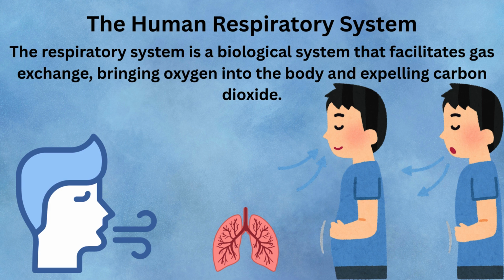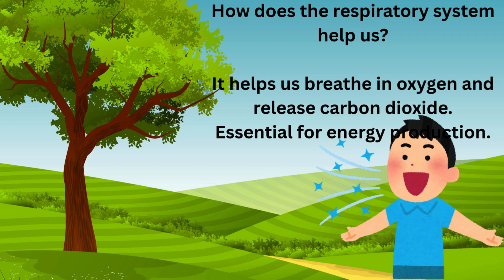The human respiratory system. Here is the process of respiratory system. The respiratory system is a biological system that facilitates gas exchange, bringing oxygen into the body and expelling carbon dioxide. How does the respiratory system help us? It helps us breathe in oxygen and release carbon dioxide.